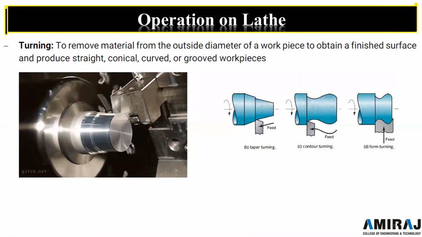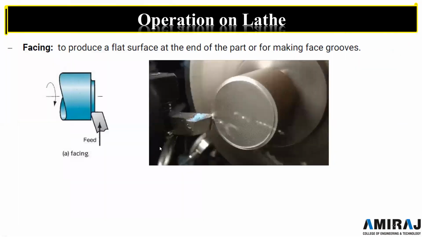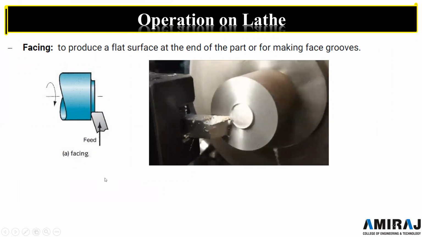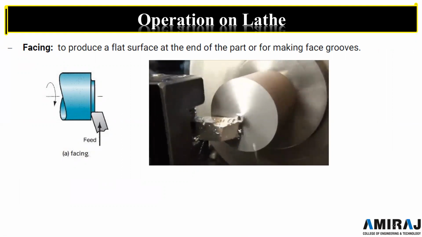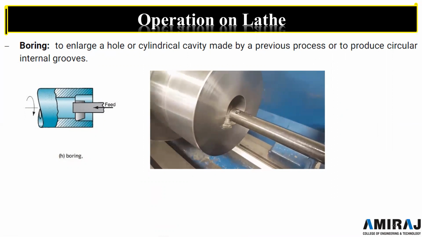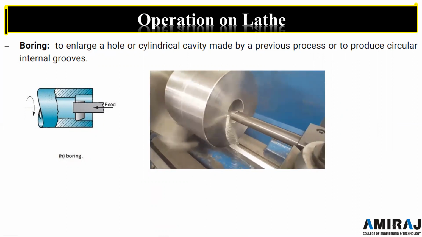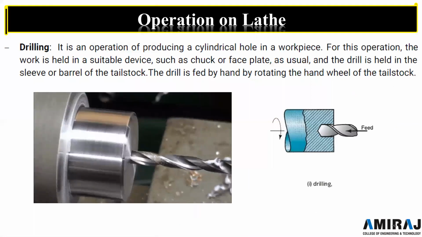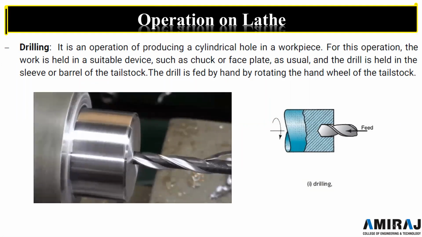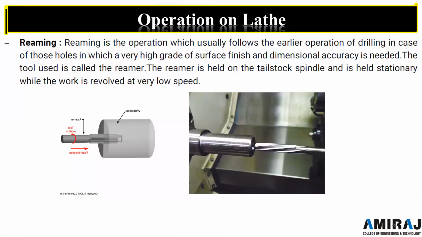After turning, the second operation was the facing operation. The facing tool, same as the turning tool, can be used for both operations. Next was boring, used for the internal hole enlarging process. Another operation was drilling, in which the drill was fixed on the tailstock. Then reaming, same as drill, one reamer is mounted and it has a straight type of flute.